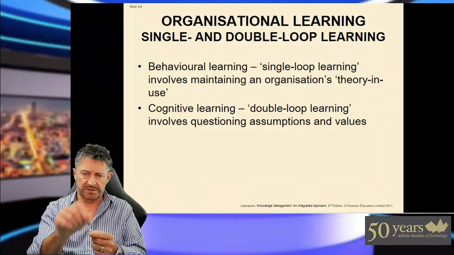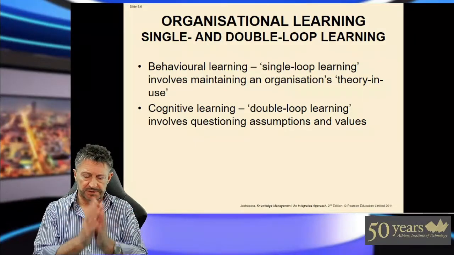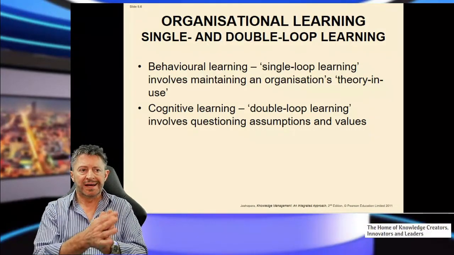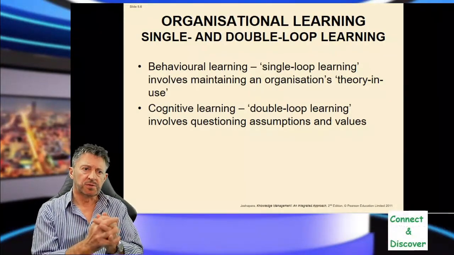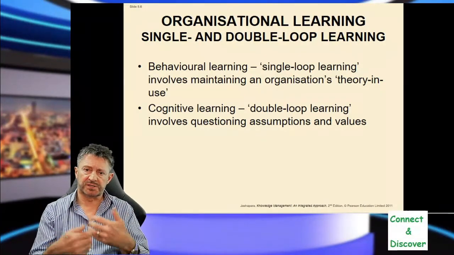Do A, B, C, and D. Don't ask questions. Don't do anything. Just go and do it. And then we have cognitive learning, which we call double loop learning, which involves questioning assumptions and values.